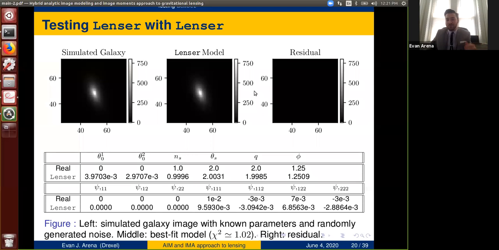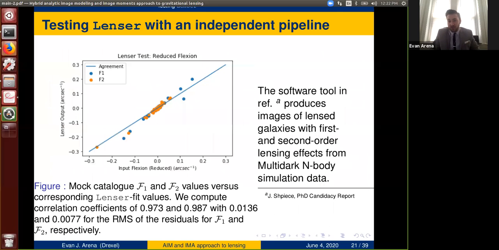If this seems a little too much like shaking your hand with your other hand and saying, well done, I can't say that I blame you. You should use an independent pipeline to make sure that your thing works. And luckily, a colleague of mine, Jacob Spies, developed a software tool that produces images of lensed galaxies with first and second order lensing effects using multi-dark n-body simulation data. Jacob will have knowledge of the lensing fields of any image he creates.